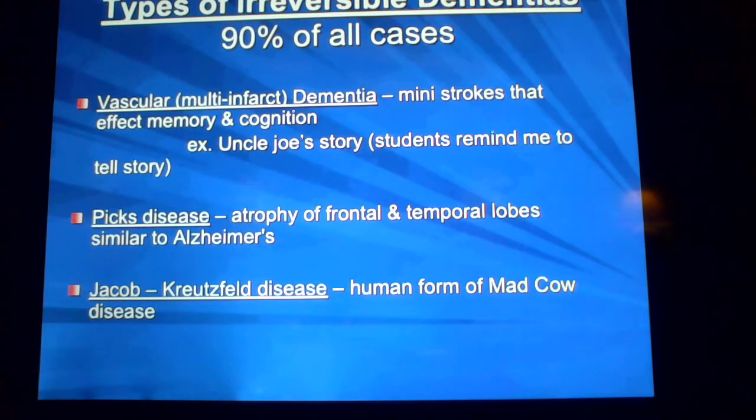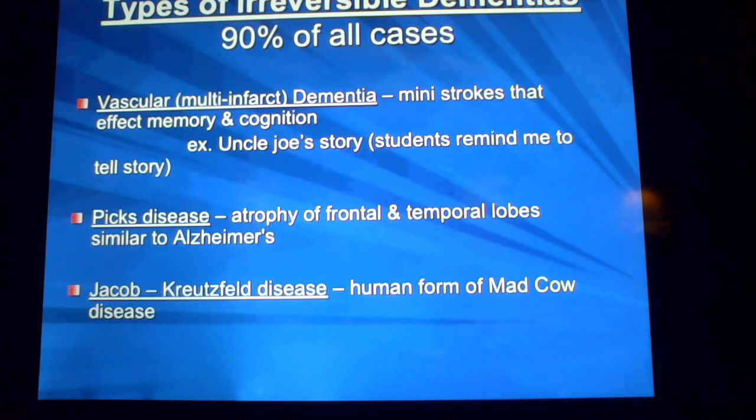Another type of dementia called Pick's disease is atrophy of the frontal and temporal lobes. It is similar to Alzheimer's disease. Third type here is Creutzfeldt-Jakob disease. It is the human form of mad cow disease. You may remember about maybe 10 or 15 years ago, there were bans on importing beef into the United States or to England, things like that, because they had found there were some cases of mad cow disease in cows in these countries. In fact, in wild deer, occasionally we see mad cow disease in deer.